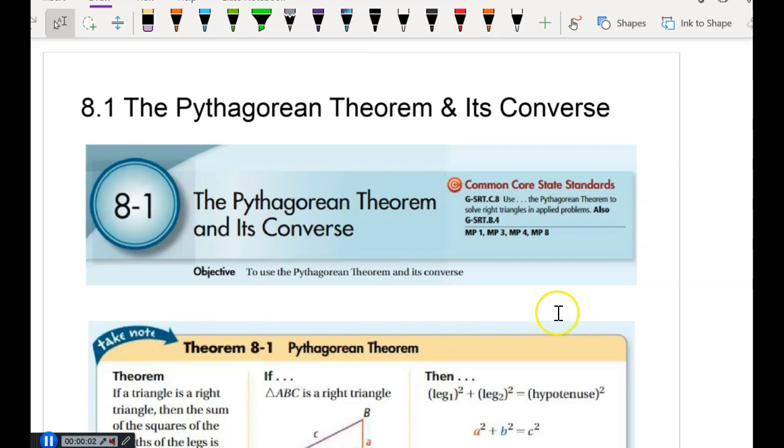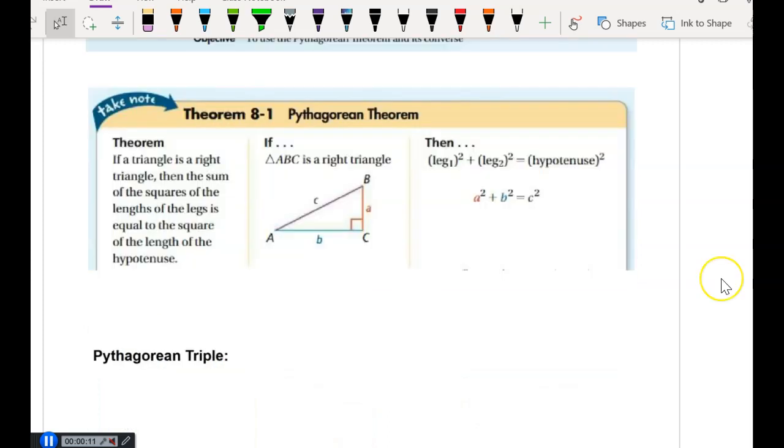Okay, today we're going to talk about the Pythagorean theorem and its converse. So when we finish, we want to be able to use the Pythagorean theorem and its converse. Okay, so when we use the Pythagorean theorem, we use it when we have a right triangle. So the Pythagorean theorem is a squared plus b squared is equal to c squared, where a and b are the legs and c is the hypotenuse.